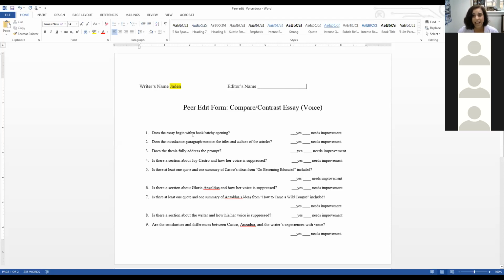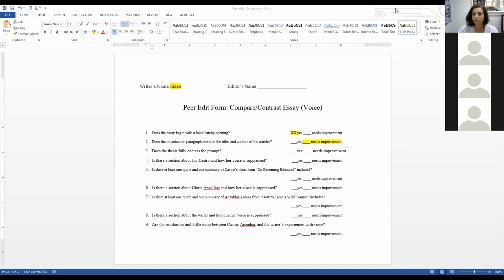When you're reading your classmate's essay, it'll say, does the essay begin with a hook or catchy opening? You can type yes, you can type no. So you either can type little X's if that's what you prefer, or you can just highlight if that makes it easier for you. Does the thesis fully address the prompt? Yes or no. Is there a section about Joy Castro? Yes or no. I think there's a chat question there. Let me just make sure I can see all the chats.